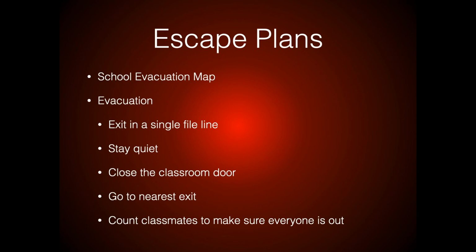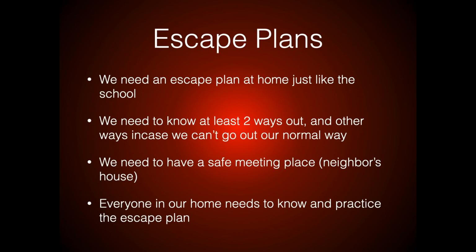Just like your fire drills at school, we need to have fire drills and escape plans at home. We need to know at least 2 ways out, just in case we can't get out our normal way. We also need to have a safe meeting place. The fire department normally recommends your neighbor's house as a safe place. They have a phone to call 911. If the weather is cold or raining, you can always go inside and stay safe. And everyone in your home needs to know and practice your escape plan.